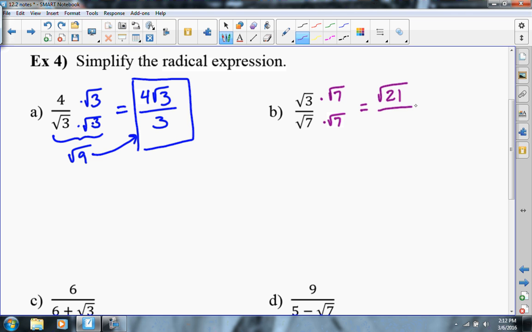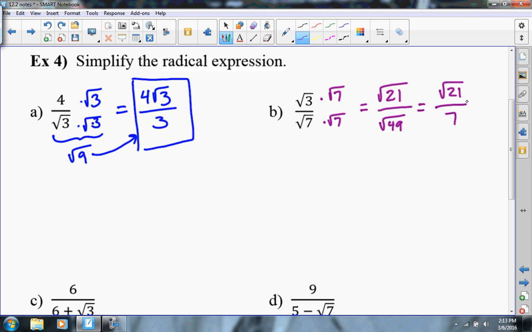I get a bigger radical. And then in my denominator, I'll have the square root of 7 times the square root of 7, which is the square root of 49. But the square root of 49 is a perfect square. That's 7. Now the 21, it's not a perfect square, and I can't break it down. So I'll just leave it the square root of 21.